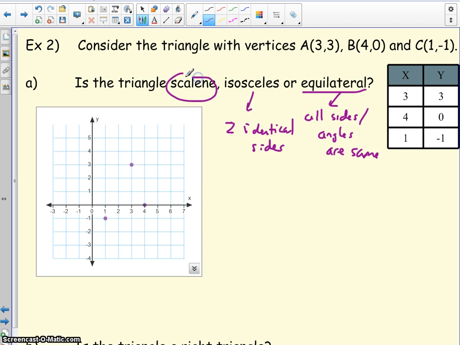And of course, that would mean that scalene would mean three different sides. Okay, so I have to keep that in mind. So if I'm trying to classify what kind of triangle it is, what I need to figure out is the side lengths for all three sides.